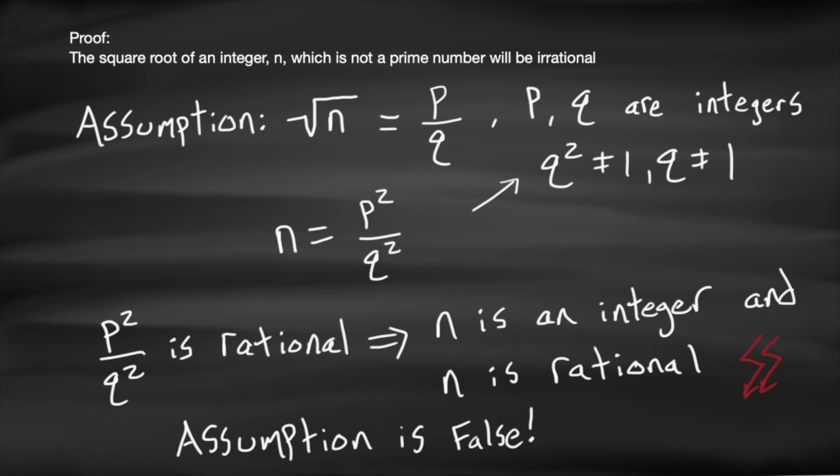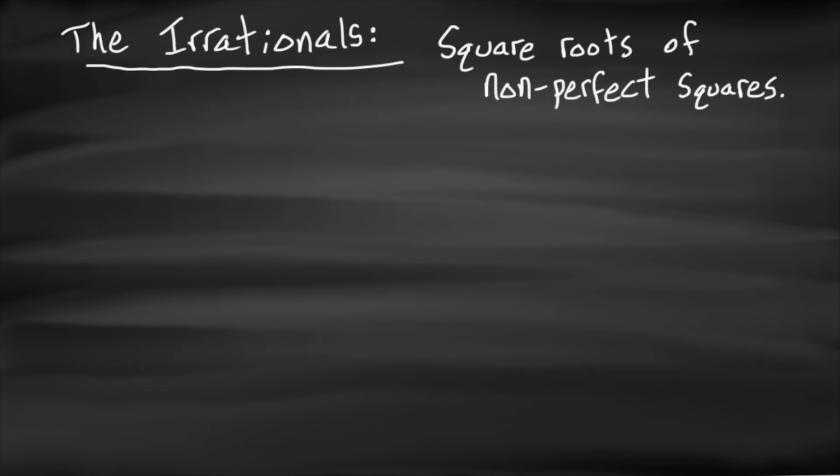Since we reached a contradiction about the integer N and its square root, we need to fix one of our assumptions. Our only assumption was that the square root of N is equal to a rational number. Therefore, the square root of N is irrational. To sum up, the square roots of non-perfect squares provide us our first set of irrational numbers. With this, I think we can see the basis of irrational numbers, where they come from in reality, and why they're not mystical. In the next video, we will go from squares to circles.